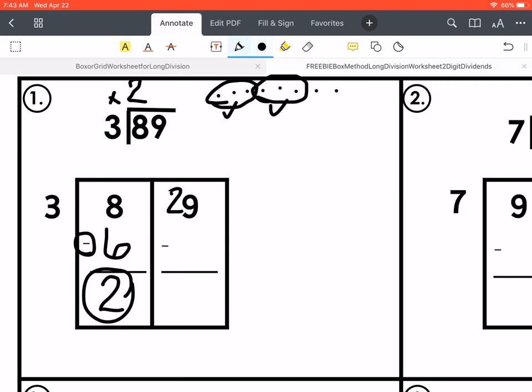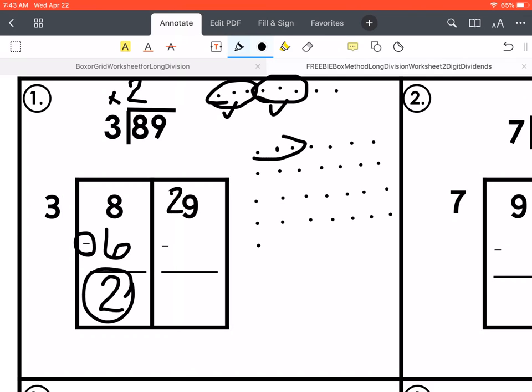If you're not sure, you can still draw dots. Now you have to draw 29 dots, but it's very doable. I know that a lot of you like to use the dot method, so I'll go ahead and use that method. 1, 2, 3, 4, 5, 6, 7, 8, 9, 10, 11, 12, 13, 14, 15, 16, 17, 18, 19, 20, 21, 22, 23, 24, 25, 26, 27, 28, 29. And I'm going to make groups of 3.